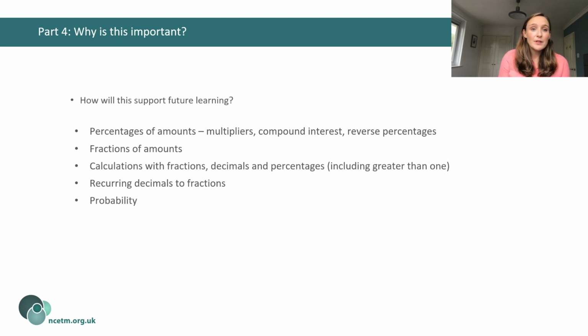And so part 4 of this video, just a little bit on why this is important. Fractions, decimals, and percentages can come up in any topic, shape, probability, loads of different topics. But these are some of the ones that I think are really pertinent. They come up quite a lot in these topics: percentages of amounts using multipliers, compound interest and reverse percentages, fractions of amounts, calculating with fractions, decimals and percentages, which we saw a little bit of earlier, recurring decimals to fractions, which is something they see in Key Stage 4, and probability. But also, like I said, it can come up anywhere, in the context of any topic. And so it's really, really important that we get it right in Key Stage 3.